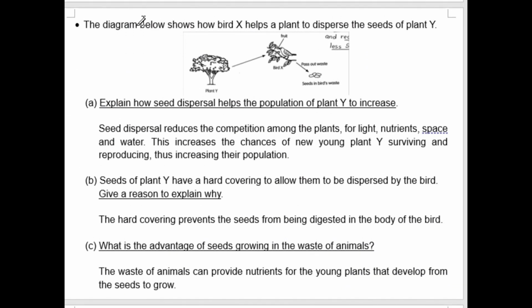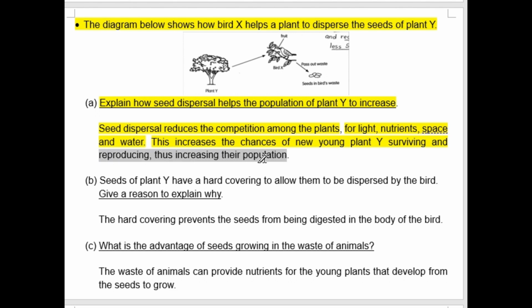The diagram below shows how bird X helps a plant to disperse the seeds of plant Y. Explain how seed dispersal helps the population of plant Y to increase. Seed dispersal reduces the competition among the plants for light, nutrients, space, and water. This increases the chances of new young plant Y surviving and reproducing, thus increasing their population.